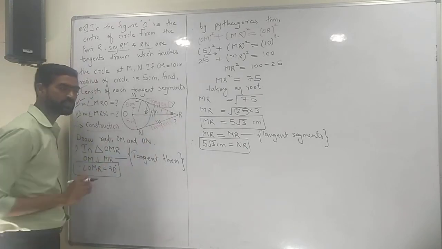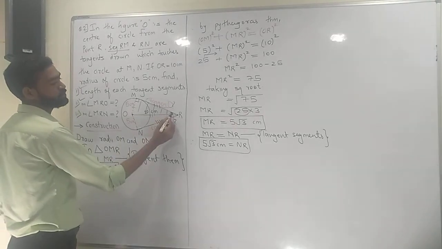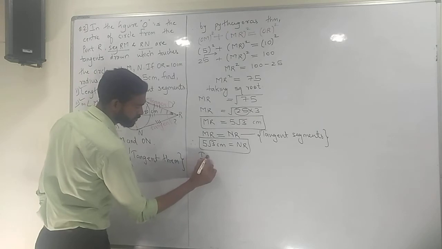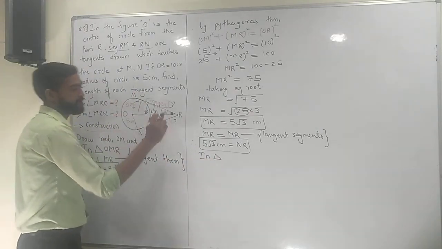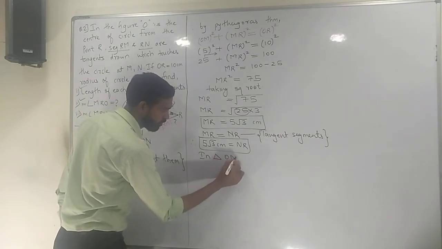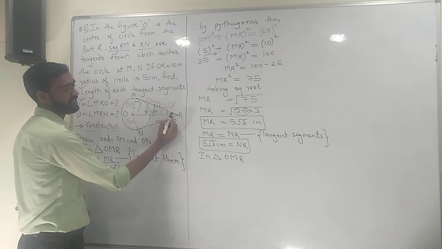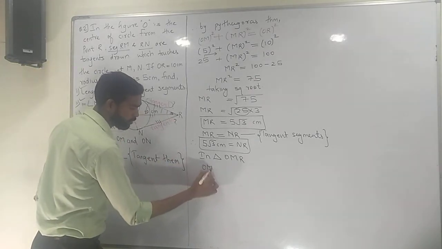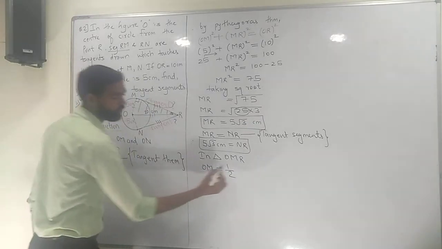We need to find this theta. Now what I can see, opposite of this theta is what? OM. So again first I'll select the triangle. We have selected upper triangle OMR. In triangle OMR, what I can see, theta is here. Opposite of theta is what? OM. So we'll write here OM is half of hypo.